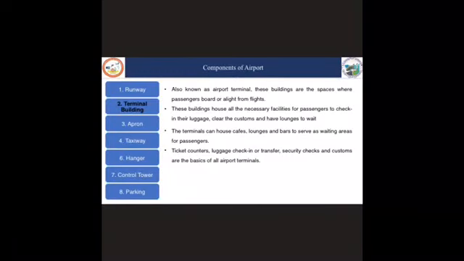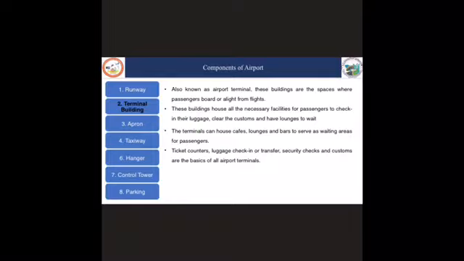The next component is the terminal building. We can also call it the airport terminal. Okay, as we already know, these are the buildings and spaces meant for passengers to board and arrive from the flights. So here the terminal building should have all necessary facilities for passengers to check in their luggage, clear customs, and have lounges to wait. And terminal buildings can house cafes, lounges, or bars to serve the waiting areas for the passengers.